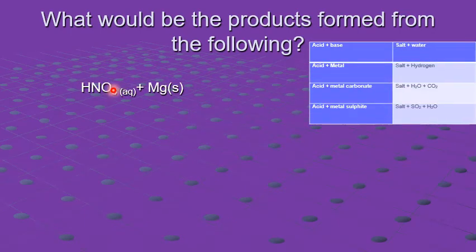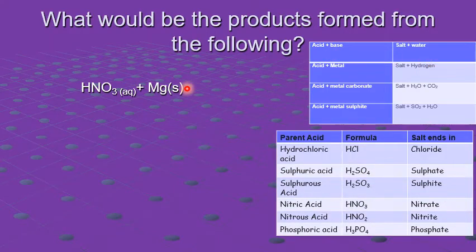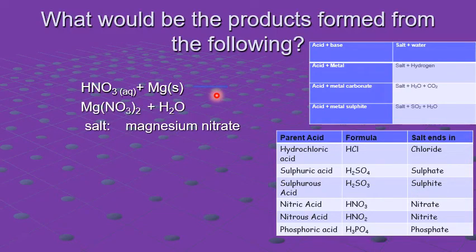Next, we have nitric acid and magnesium. Which of these categories does it fall under? Acid plus a metal, very good. And we know that that's going to be producing salt and hydrogen. So what's going to be the name of the salt being produced from this? Of course, we look at the ending of the acid, which is NO3. HNO3 tells us that the ending is going to be nitrate. So you're going to have the name of the metal followed by nitrate. That's it. So you have magnesium nitrate plus hydrogen. And of course, this is our formula.